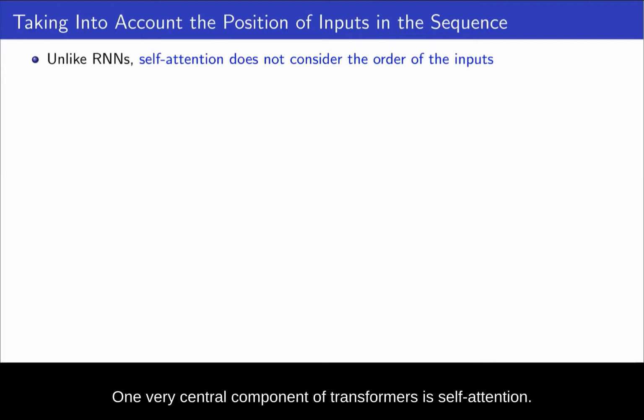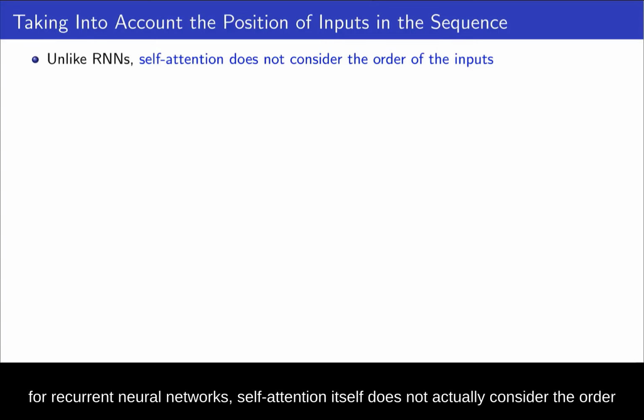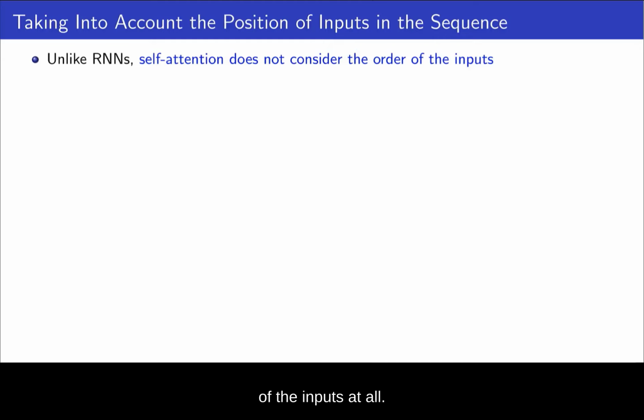One very central component of transformers is self-attention. And when we discuss self-attention, you might have noticed one detail, namely that unlike for recurrent neural networks, self-attention itself does not actually consider the order of the inputs at all.